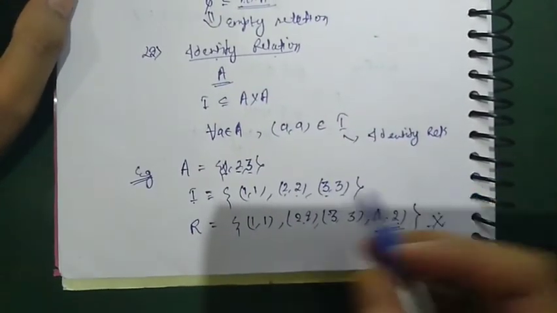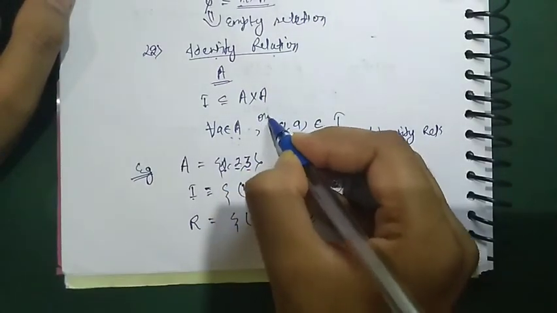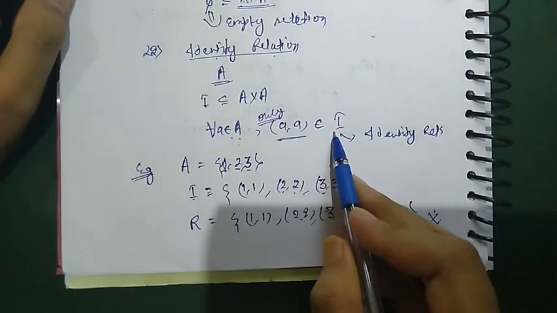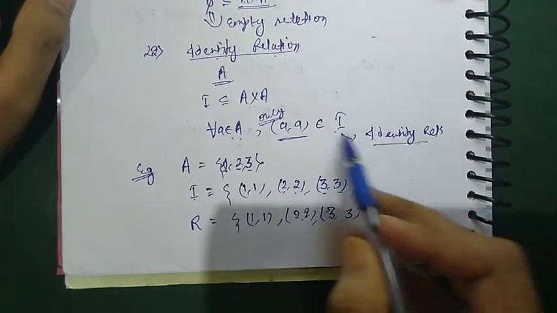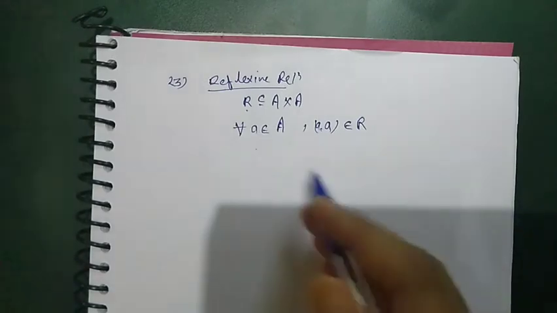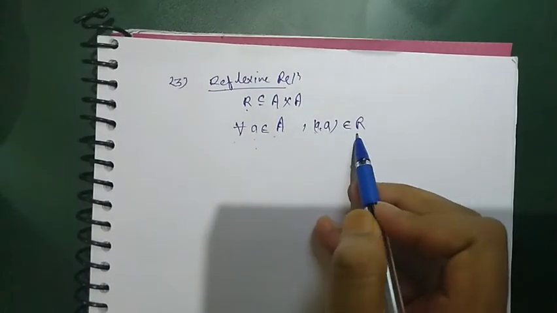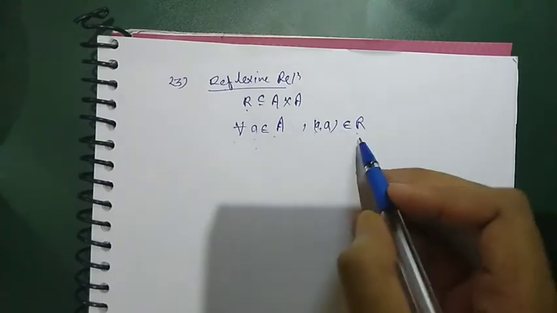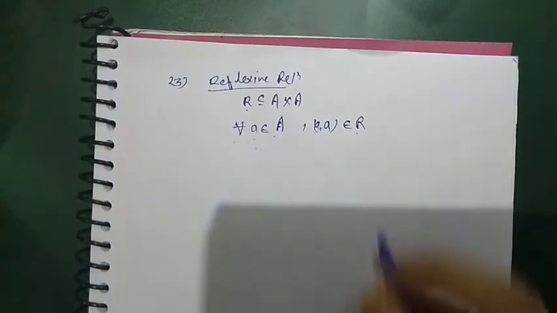In the identity relation, for all a, only these types of ordered pairs belong to this relation. Then this relation will be called an identity relation. But in the reflexive relation, for all a, (a, a) must belong to R, but there is no restriction of any other type of ordered pair here. We will learn by taking an example clearly.